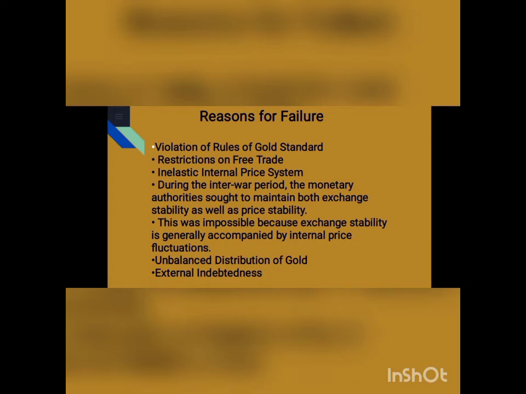Violation of the rules of the gold standard, also restrictions on free trade, and an inelastic internal price system. Also, during the interwar period, the monetary authorities sought to maintain both exchange stability as well as price stability. This was impossible because exchange stability is generally accompanied by internal price fluctuation, as well as unbalanced distribution of gold. And lastly, internal indebtedness.